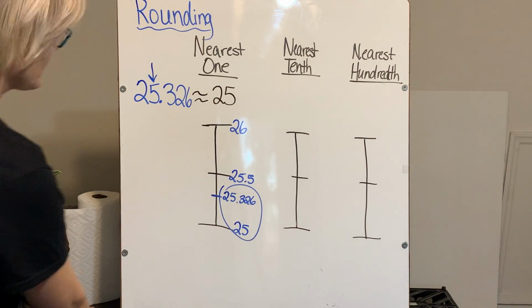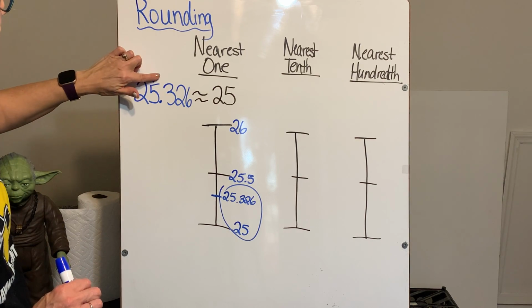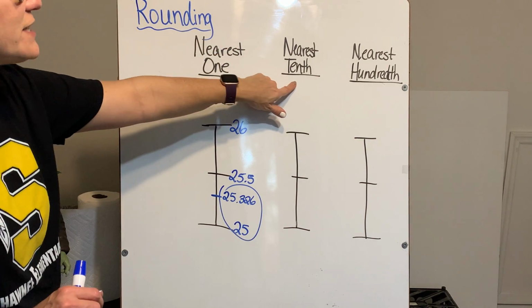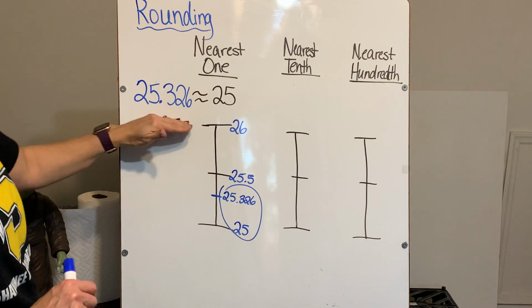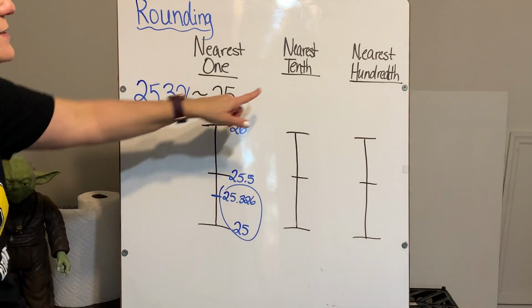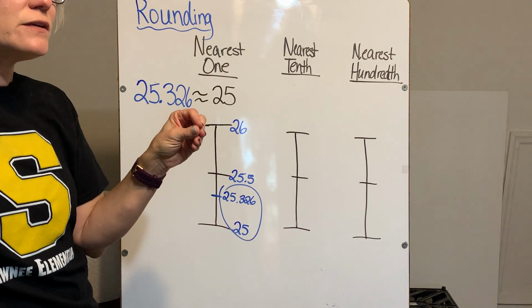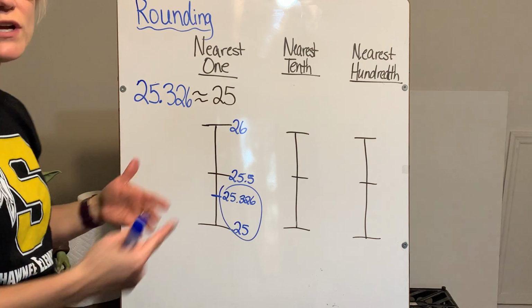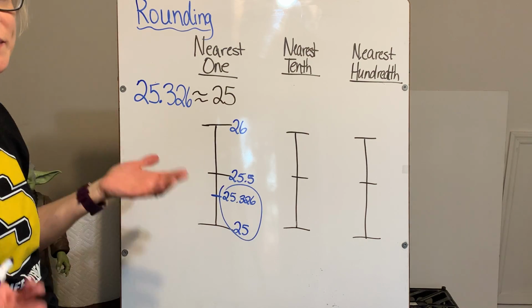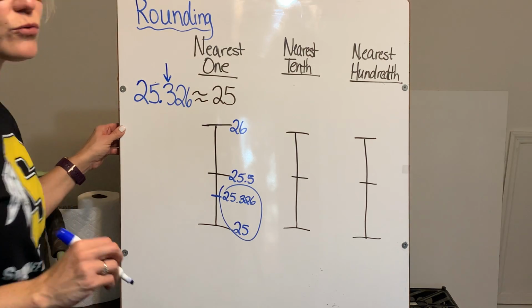Now, let's take this number again, and this time we're going to round it to the nearest tenth. When I look at this original number, I have to identify what is in the tenths place. Remember, a tenth of a dollar is a dime. So we're looking to see what would be in the dimes place. In the dimes place, we have a 3.